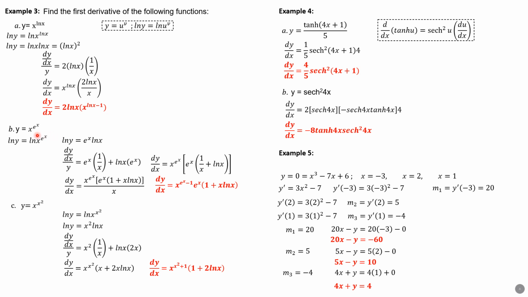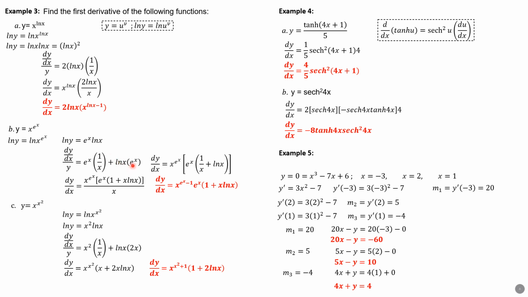Second, y equals x to the e to the x, taking ln both sides, ln of y equals ln of x to the e to the x. We can write this as e to the x ln x. So differentiating, 1 over y dy dx equals derivative of product: e to the x times derivative of ln x, 1 over x, plus second, ln x, derivative of e to the x is just e to the x.